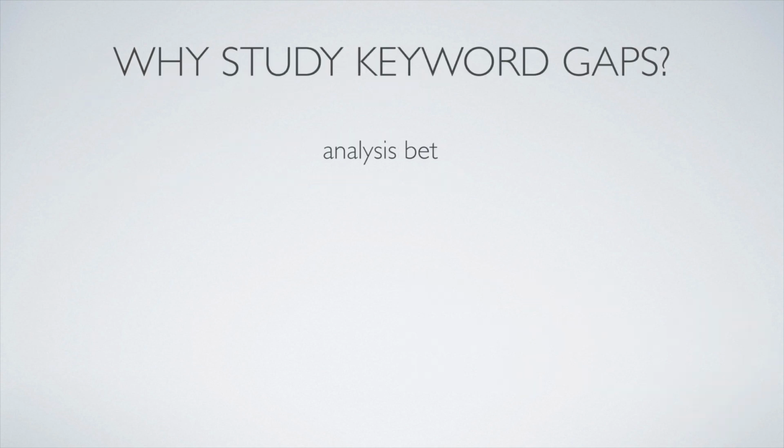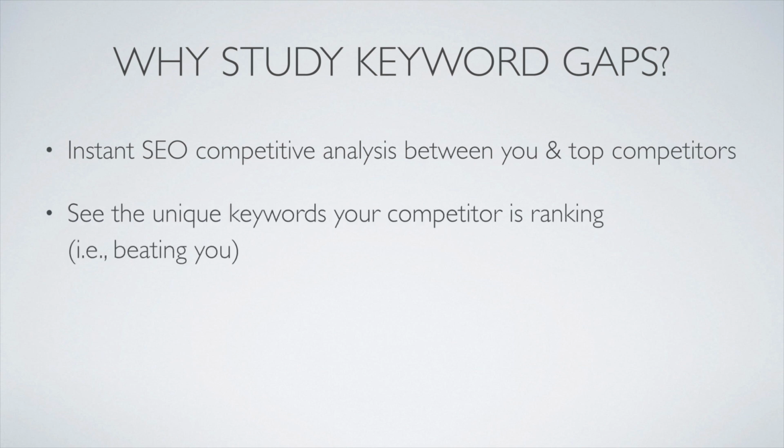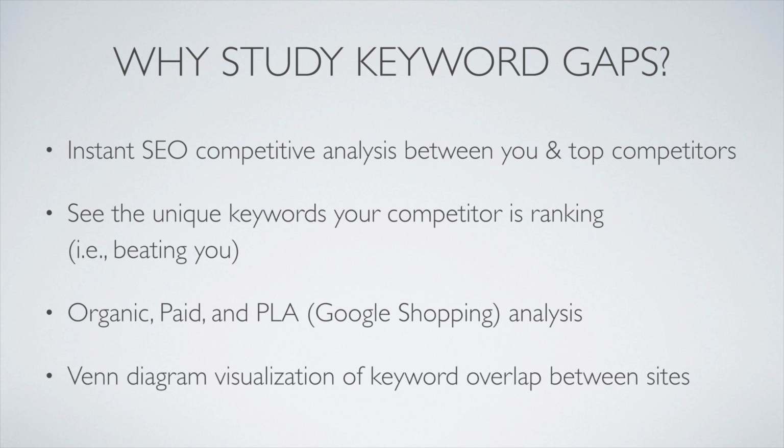Instant SEO competitive analysis between you and your top competitors. You can see the unique keywords your competitor is ranking for that you are not. There's also organic, paid, and PLA Google Shopping analysis. And finally, Venn diagram visualization of keyword overlap between sites.